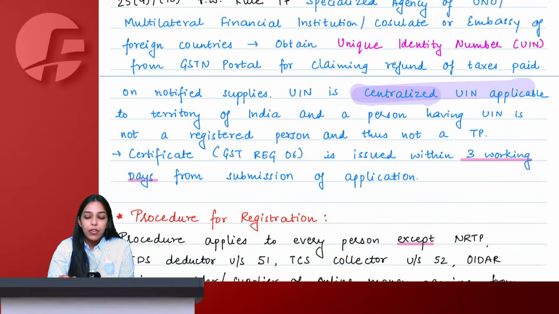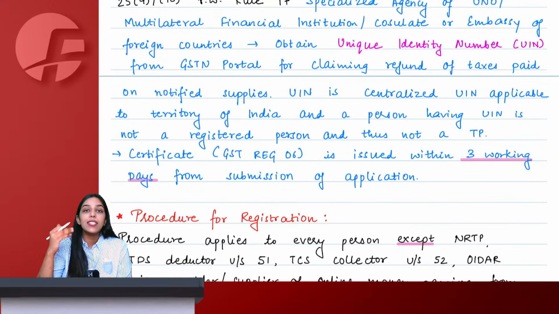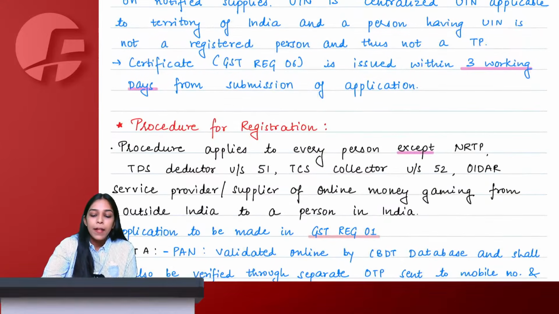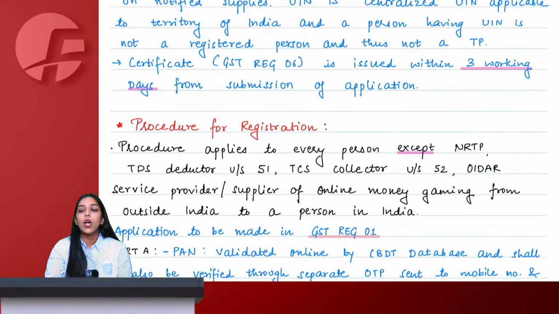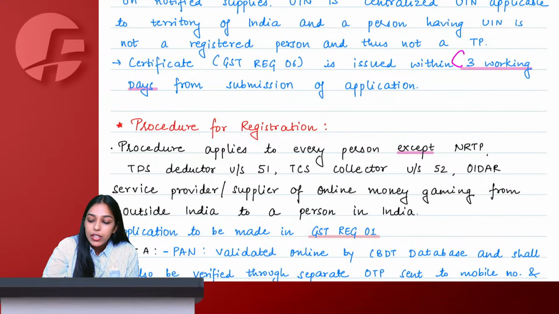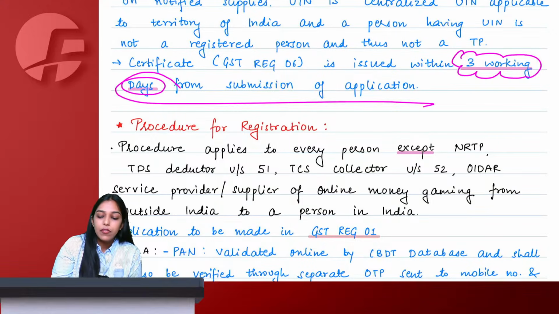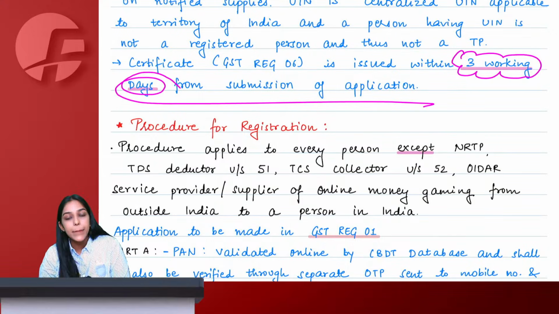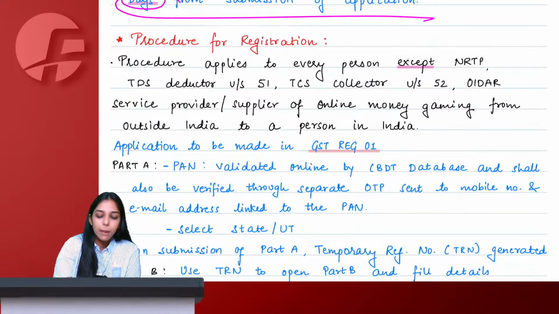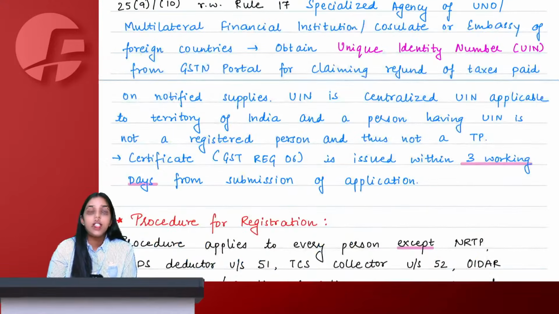And these people will never be considered registered persons. They are not taxable persons. No tax compliances will come on them. The day on which they apply for UIN, because these are people from outside India, we need to show them that we are super quick. Therefore, within 3 working days from the day they make the application, we will give them a UIN number. Got it, ma'am.